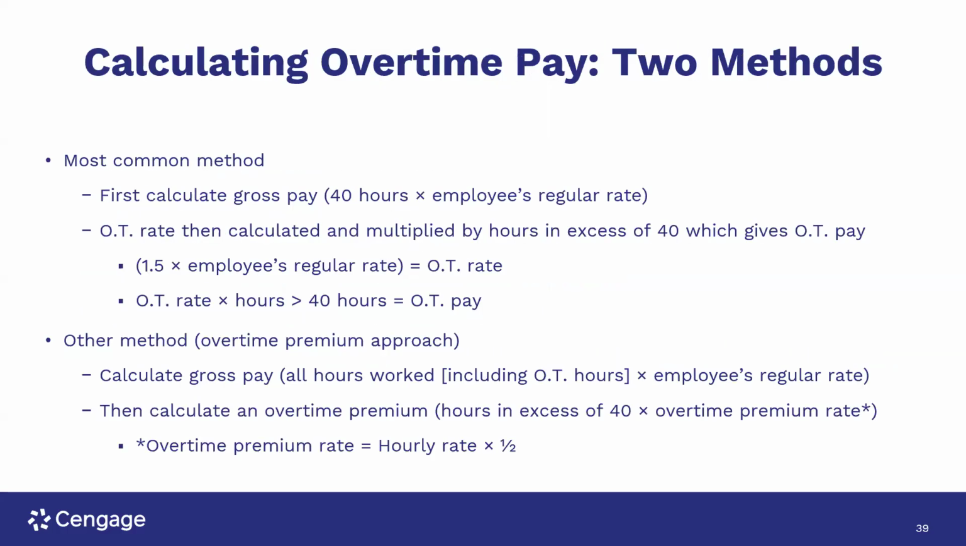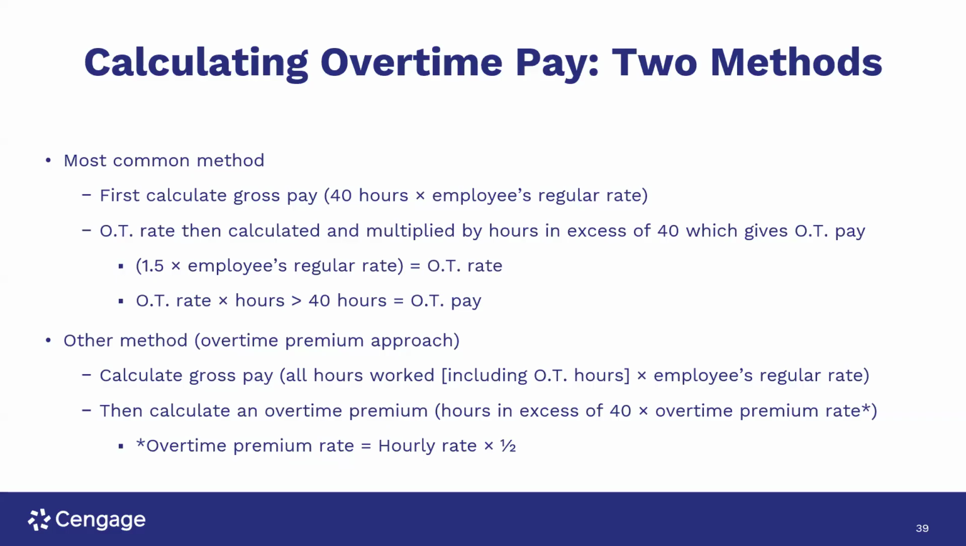And there's two methods to calculate overtime pay. The first is to calculate gross pay, which is 40 hours times the rate, and then take the overtime hours times the overtime pay rate, which is time and a half times the employee's regular rate. That calculates the overtime pay separately, and those are added together to calculate the total pay.